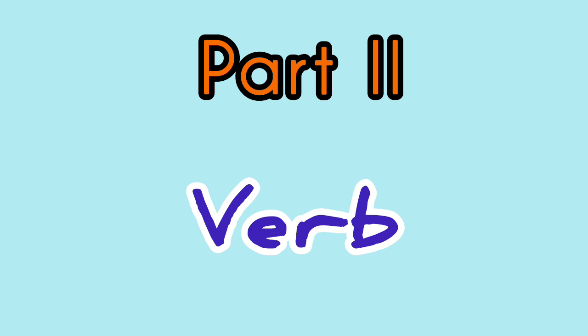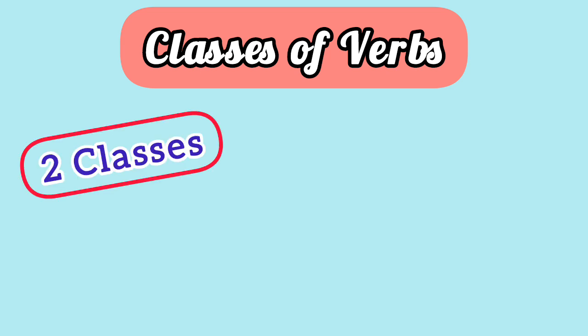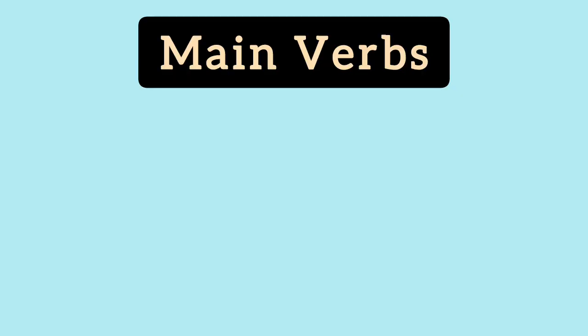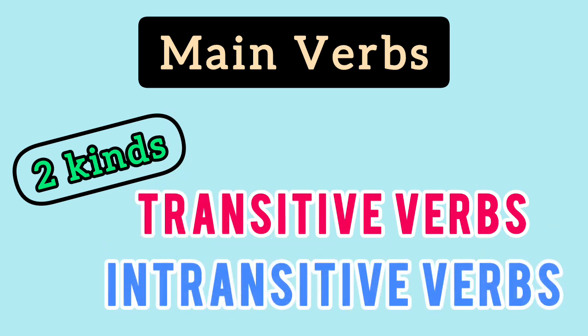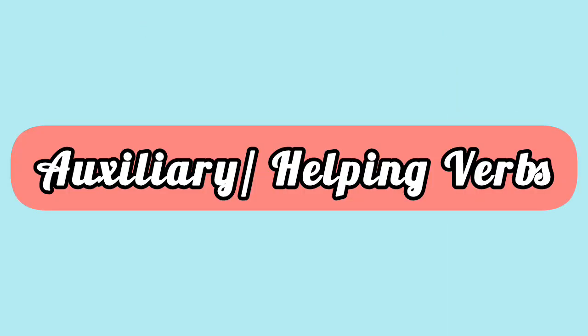Dear viewers, now let's learn the classes of verbs. In this regard, you must know that verbs are of two classes. These are main verbs and auxiliary or helping verbs. Here you should know that main verbs are of two kinds, transitive verbs and intransitive verbs. And in this clip, we'll discuss the world of the main verbs in detail, whereas we will discuss the auxiliary or helping verbs in the part 2 of verb.